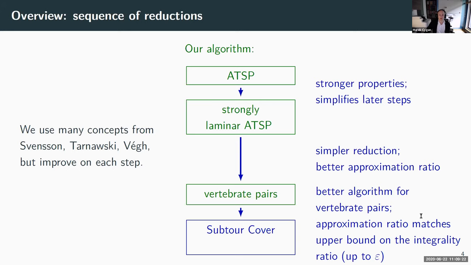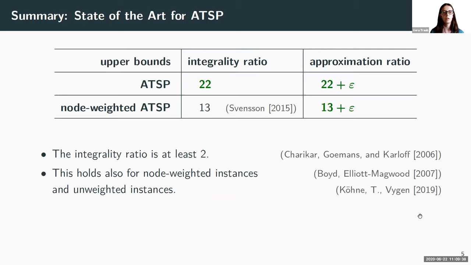Does the paper have a simpler explanation or algorithm for the node-weighted instances? The algorithm, no, that one is actually all very similar, so we couldn't improve the upper bound on the integrality ratio for the node-weighted ATSP, so that's still essentially Svensson's algorithm. What we could do for the node-weighted ATSP is close the gap between integrality ratio and approximation ratio, so that's why we get this 13 plus epsilon here as approximation ratio, but essentially it's almost the same algorithm for the node-weighted ATSP. So this part is not simpler than Svensson's algorithm.